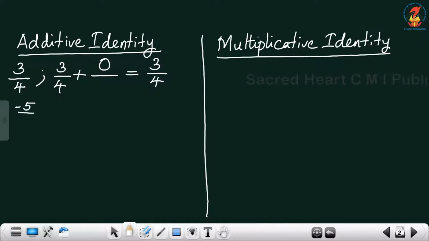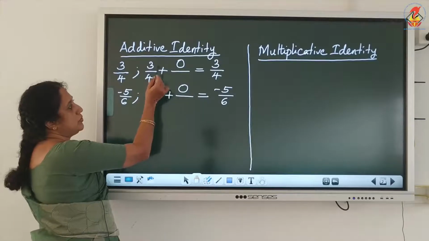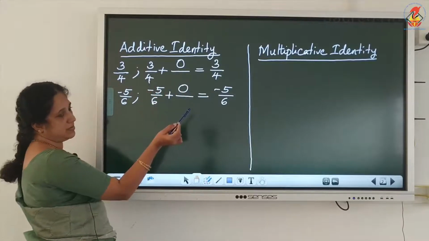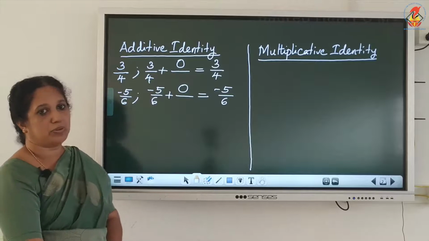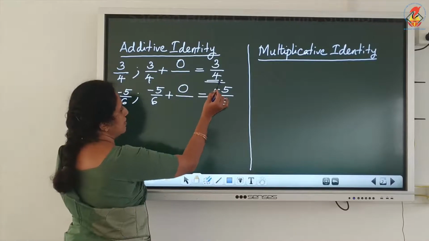Now we can consider another example. Negative 5 by 6. Then negative 5 by 6 plus another rational number so that the sum is equal to negative 5 by 6. Which rational number? 0. So here we can write it as 0. That means when you add 0 to a rational number, you get the sum as the same rational number.